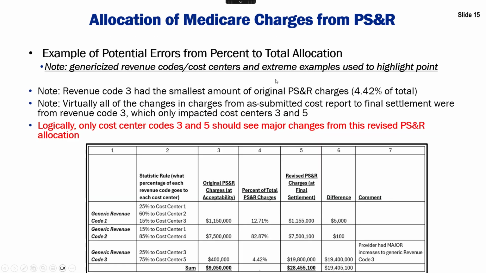Now, to really drive this point home and to show why CMS dislikes this method so much, we're going to show an example of potential errors that could happen when using the percent to total allocation method. Now, I want to make a couple points here before we get into this detail.